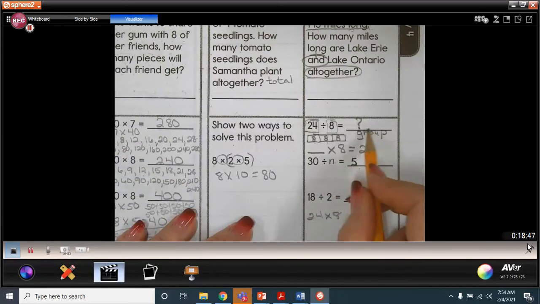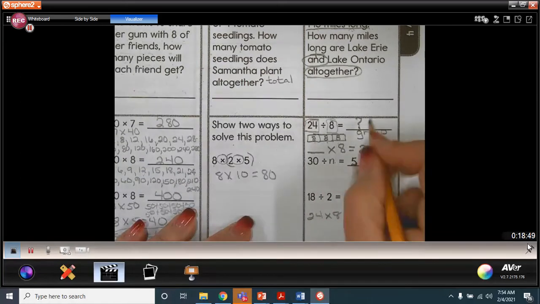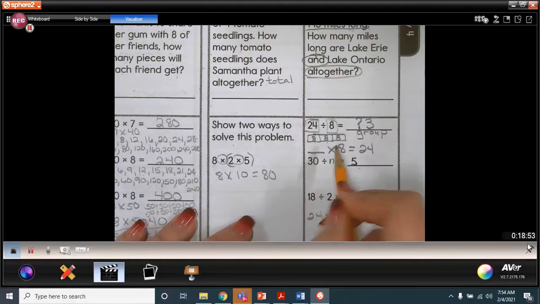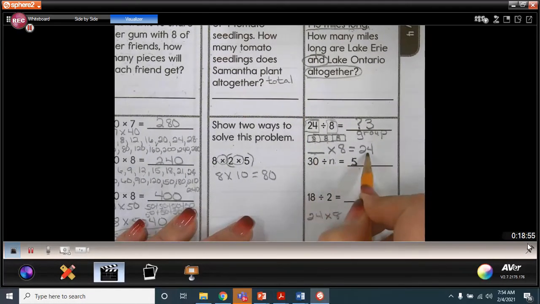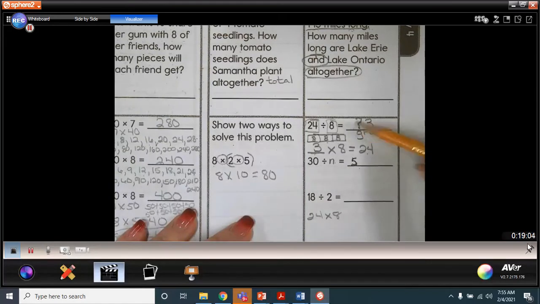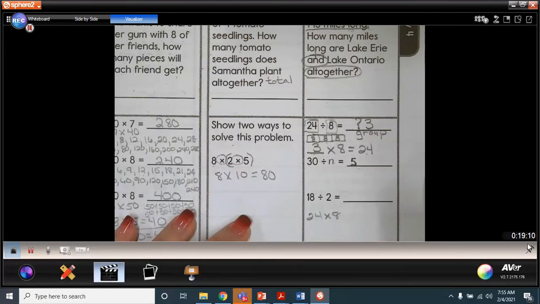So how many groups of 8 was I able to make? 3 groups of 8. Well, same thing goes here. How many groups of 8 will make 24? 3 groups of 8 will make 24. So this is your understanding of how division is related to multiplication. And then we could use this information to make fact families.